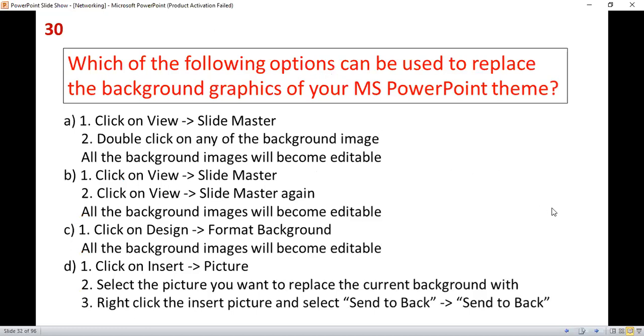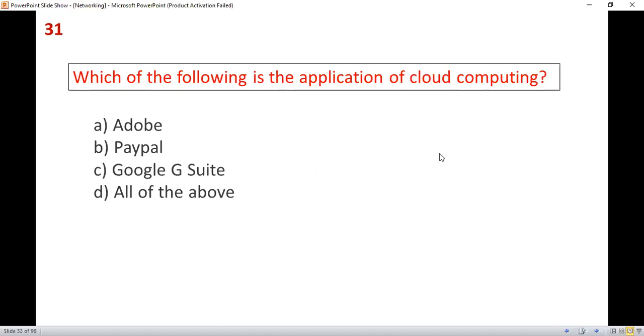Okay, this question is not related to cloud computing. Give me one minute. Just need to go with the next. Yes. Which of the following is the application of cloud computing?